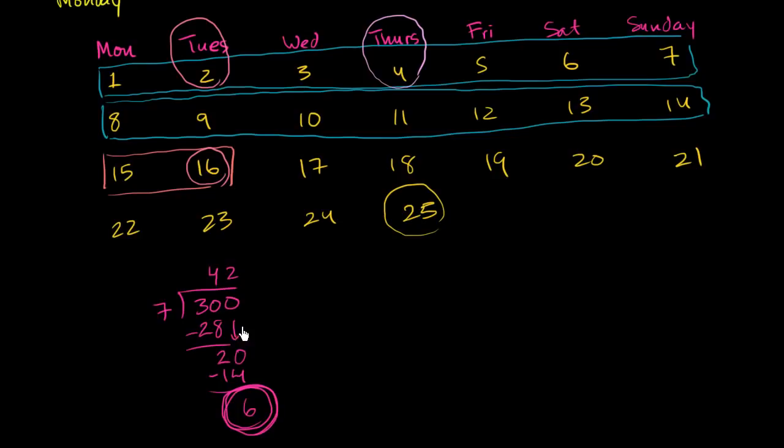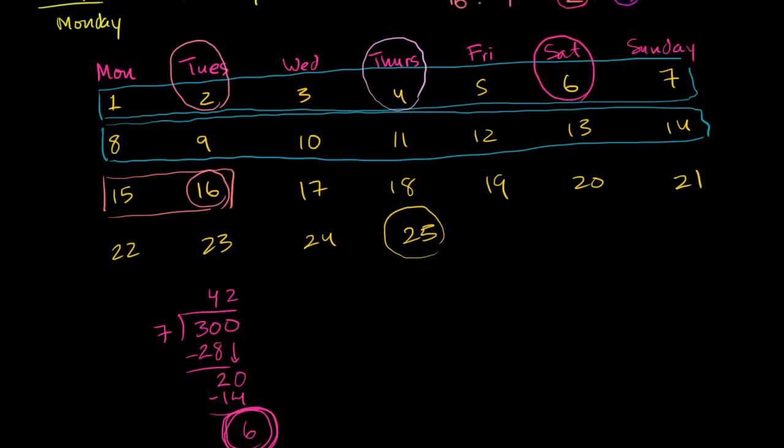So if we think about what day of the week it is, in its row, it's going to be the 6th entry. It's going to be the 6th column. There's going to be 42 rows above it, but we care about which entry it is in its row. So day 300 is going to be the 6th day of the week, the way we've written it out. It is going to be a Saturday.